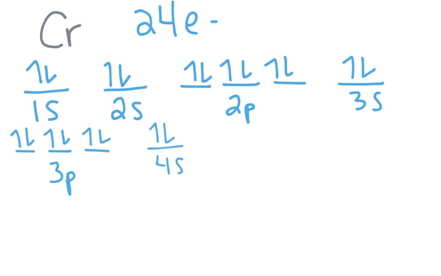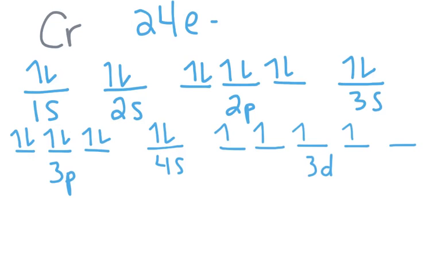And then after 4s is 3d, which has 5 orbitals. Well, after the 4s we have 20 electrons. We need 4 more for chromium. So up, up, up, up. Now, I will note on this, chromium special, this isn't actually what chromium does.